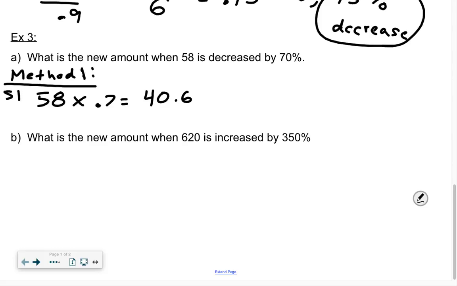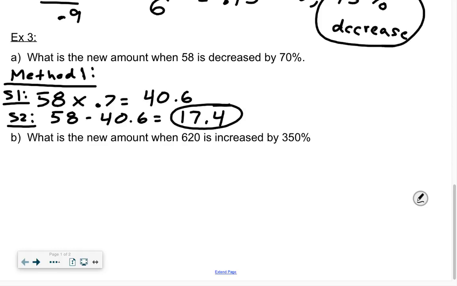That was step 1. What do we do in step 2 now? Yeah, we want to subtract it from the original amount, because we knew that 70% of 58 is that 40.6. Subtract it from the original. And it makes sense that it should be about 17.4. If we're going to decrease by 70%, we're taking a large portion of that away. 10 students in the class, we decrease by 70%. We're now down to 3 of us.